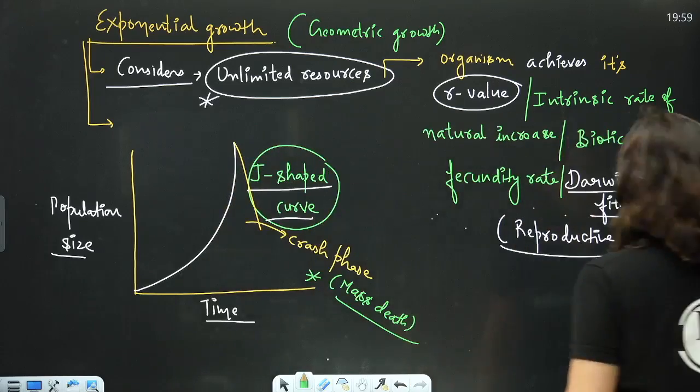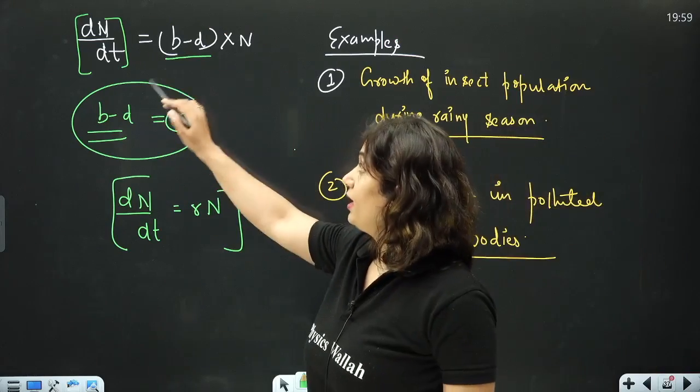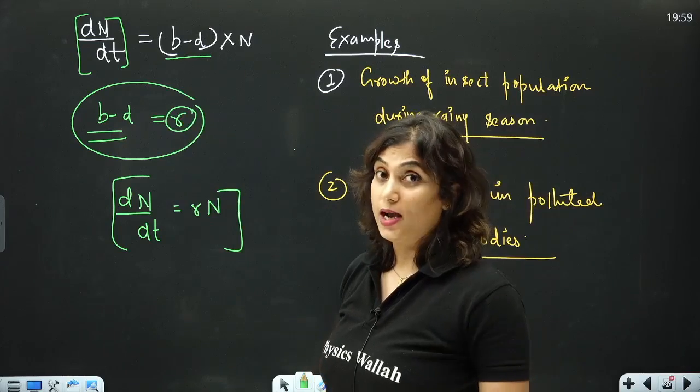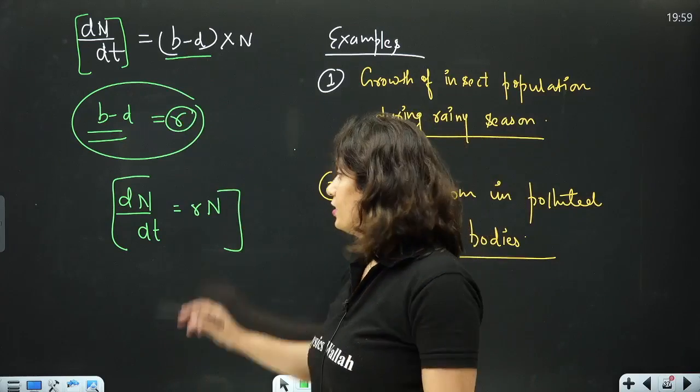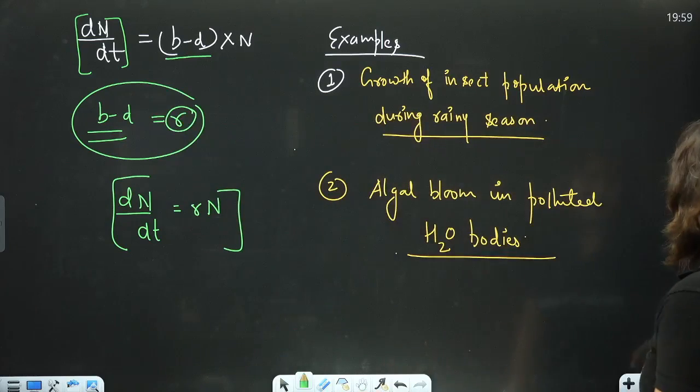Okay? And you have to remember the equation, dN by dt is equal to (b minus d) into N, and b minus d is nothing but r, so rN. And you have to remember the examples.